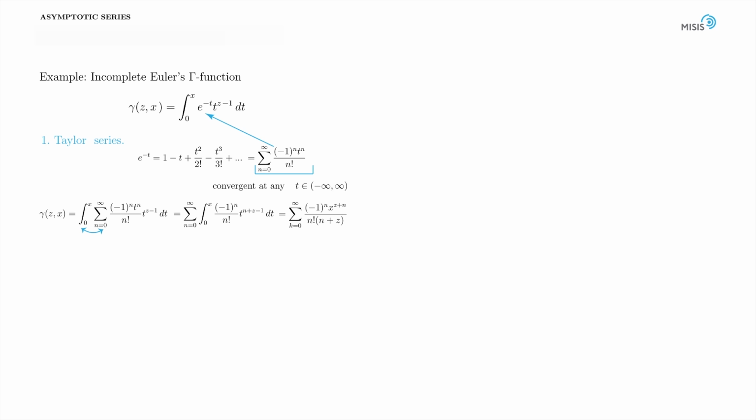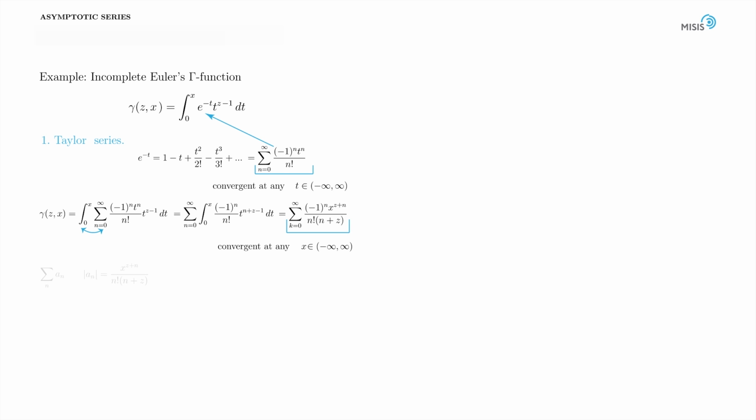The initial Taylor series for the exponential converged everywhere. As a result, the obtained series is also convergent everywhere. This is a Taylor expansion for the incomplete gamma function. It converges for all finite x. It's especially suitable for small x.